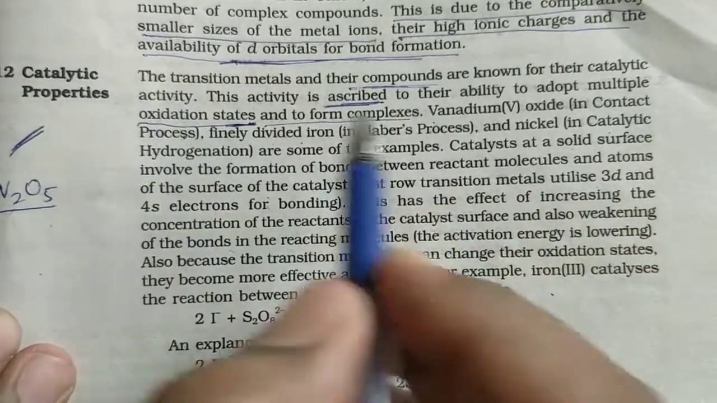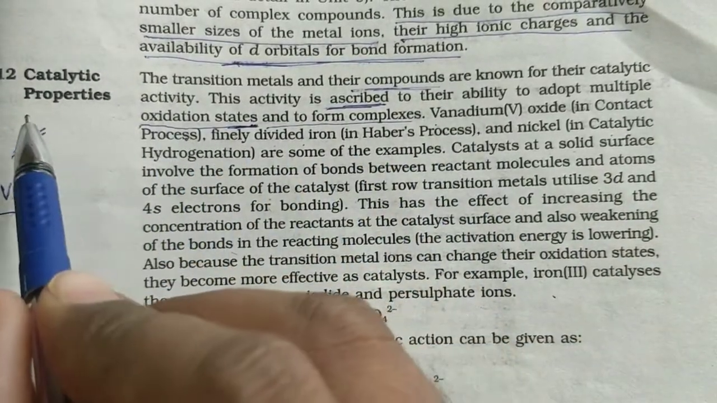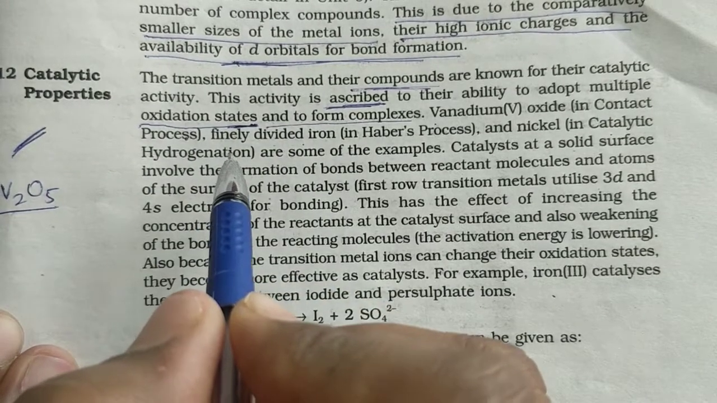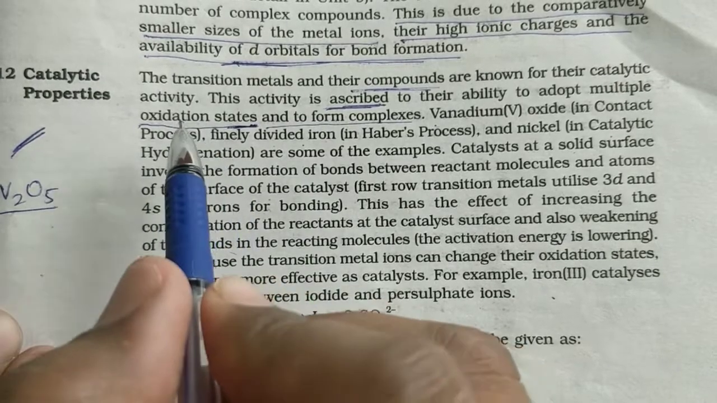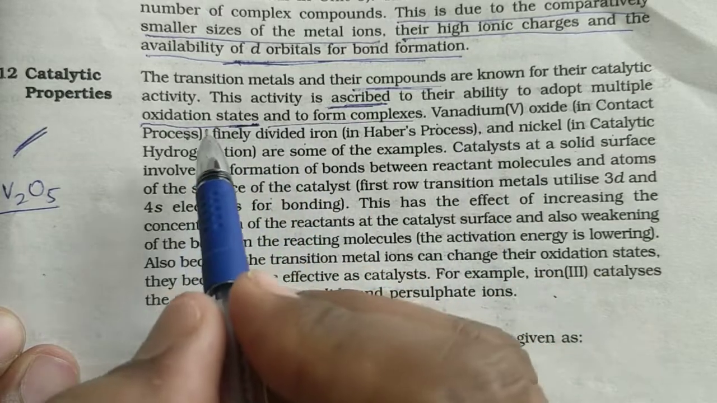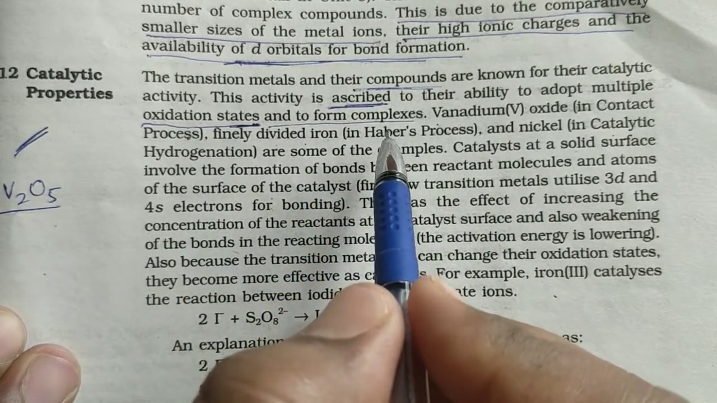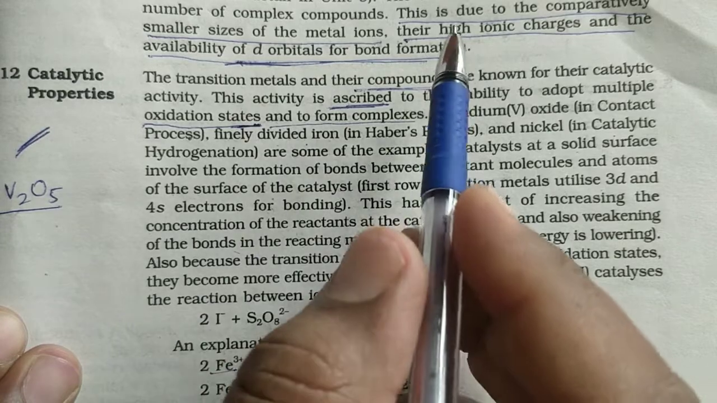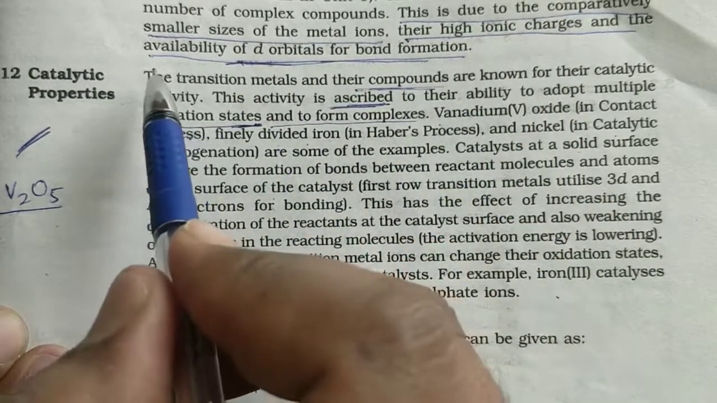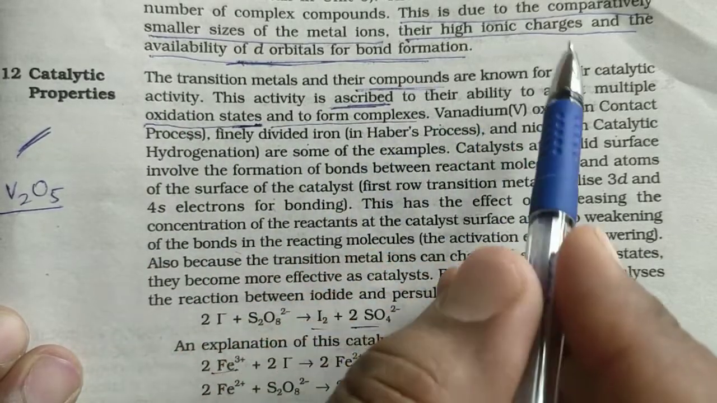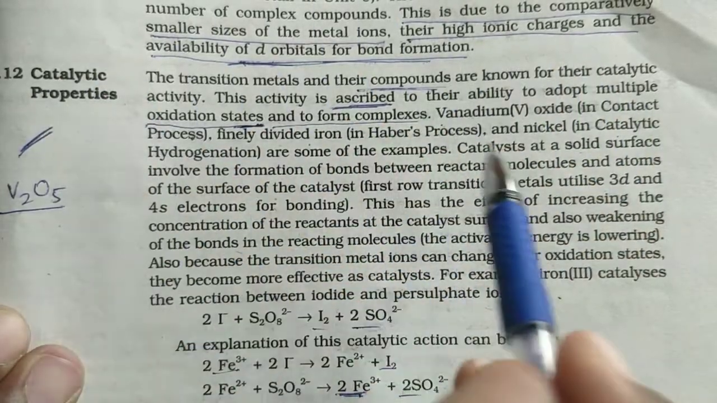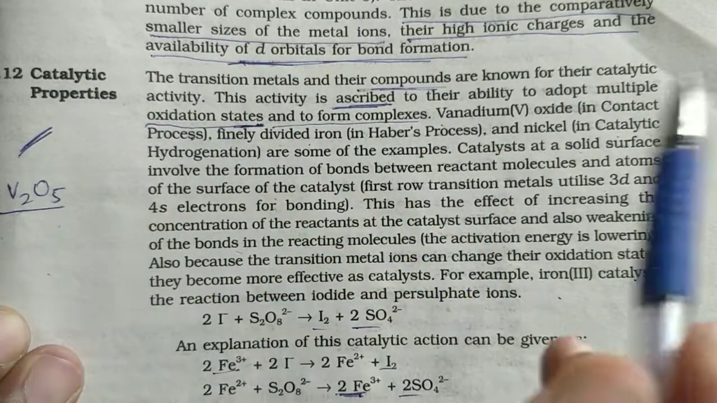So here the important thing is why these are acting as good catalysts. The main point is they have the ability to adopt multiple oxidation states and to form complexes also. Why are they able to form complexes? This is due to the comparatively smaller sizes of the metal ions, their high ionic charges, and the availability of d orbitals for bond formation. These are the reasons you need to keep in mind and memorize when we get this type of questions.